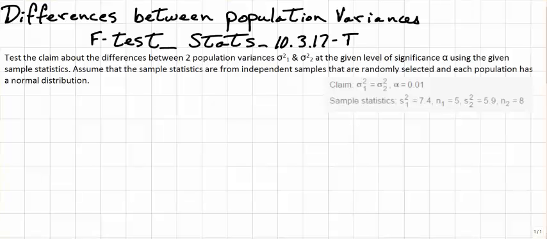Test the claim about the differences between two population variances, sigma squared sub 1 and sigma squared sub 2, at the given level of significance alpha using the given sample statistics. Assume the following. Remember that the null hypothesis H sub 0 is a statistical hypothesis that contains a statement of equality. If the claim does not contain a statement of equality, then its complement is the null hypothesis.